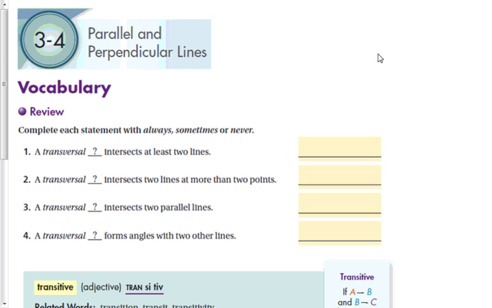Hey students, this is lesson 3-4. In this lesson, we are going to learn how to relate parallel and perpendicular lines. Let's go ahead and do the review here. I'll catch up with you.